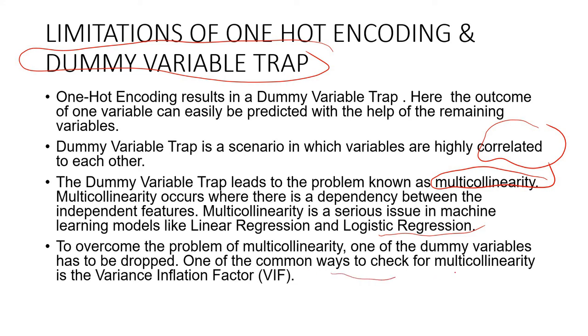One of the common ways to check for multicollinearity is the variance inflation factor. So there are separate videos for this as well. VIF, variance inflation factor. If you need more clarity on this aspect, you can watch those videos as well. That's all about the difference between label encoding and one hot encoding.